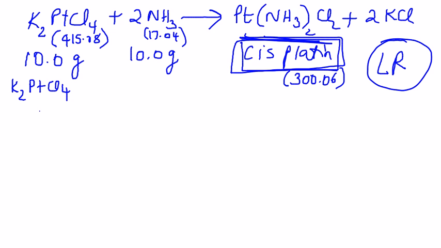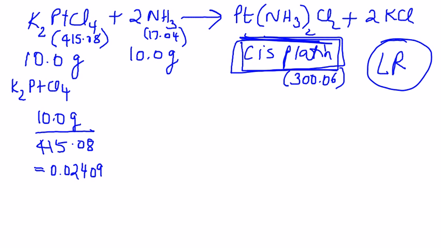You have 10 grams. When you divide it by the molar mass, which is 415.08, let's just plug this on the calculator: 10 grams divided by 415.08 gives you 0.02409 moles.